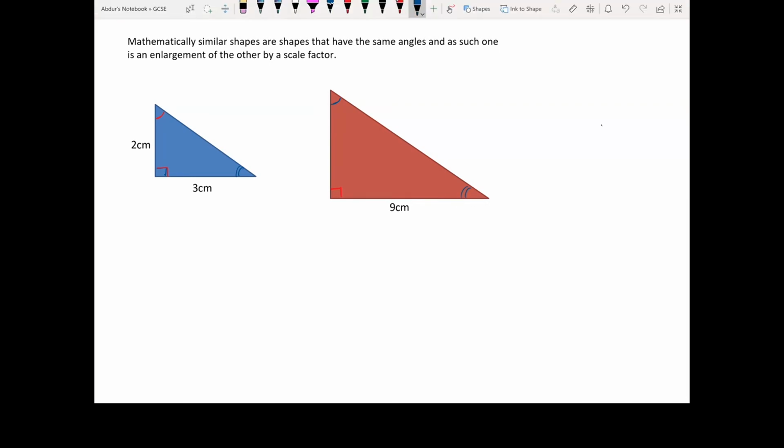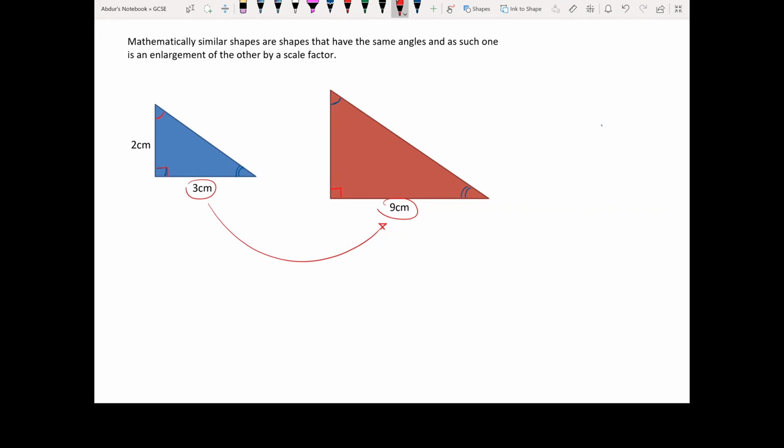So if I first of all find some corresponding lengths, when I say corresponding lengths, I need to make sure my shapes are in the same orientation. They are in the same orientation at the moment. If they're not, I would always redraw them so that they are. And then I can see here I've got 3 centimeters and 9 centimeters, which are corresponding sides. These are my lengths, as we've got measurements in units of centimeters, which are length. So we can figure out how you go from 3 to 9, and we can find out what the enlargement is. What is this scale factor?